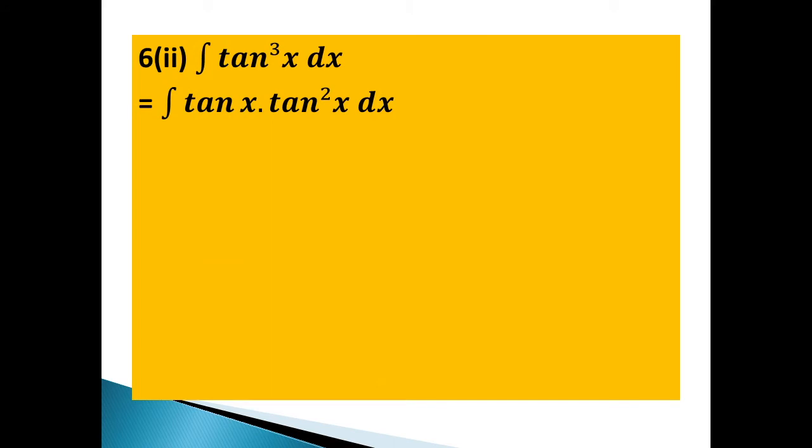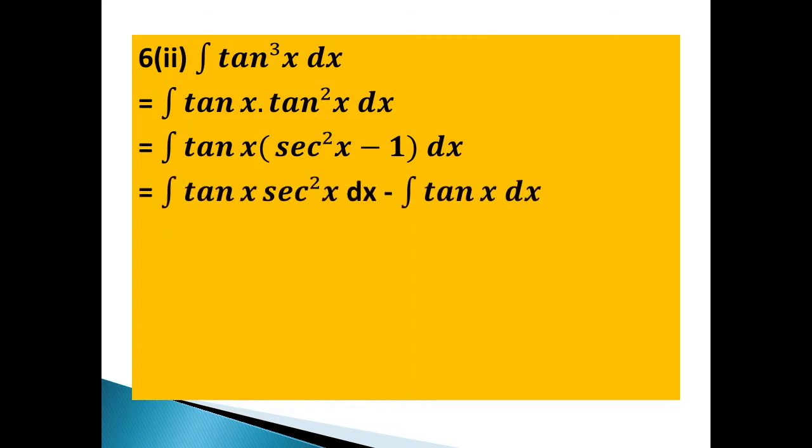The next question which I am taking up is integration of tan cube x with respect to x. So therefore now see, in this one I have split up tan cube x as tan x times tan square x. Now replacing tan square x by sec square x minus 1, because I know the identity that 1 plus tan square theta is equal to sec square theta. Now I have opened the brackets and I have taken my tan x inside, which results into two parts now, that is tan x sec square x minus tan x there.